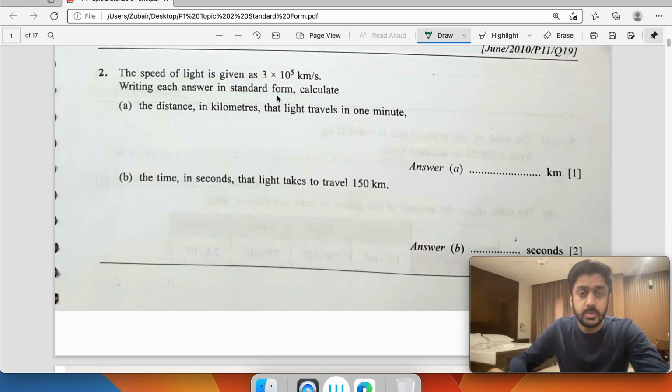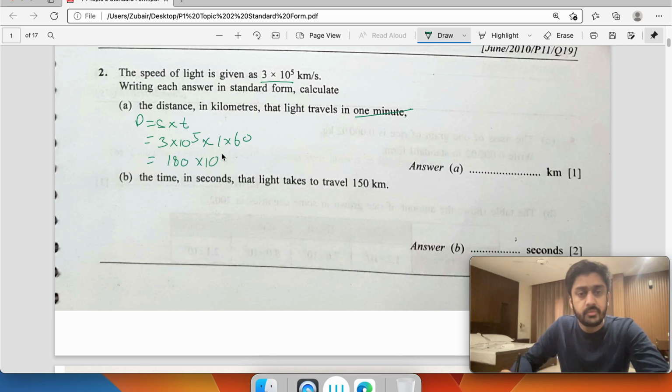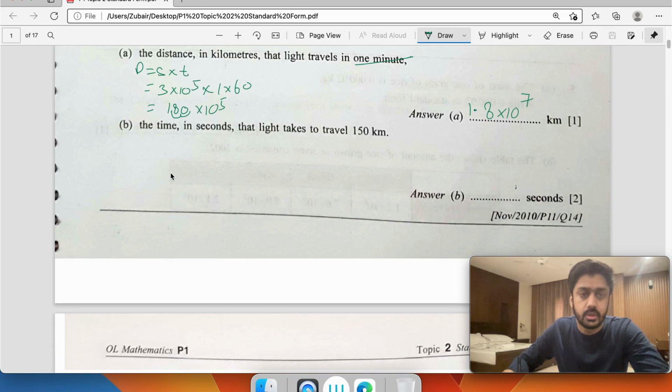Question number 2. The speed of light is given as 3 times 10 raised to power 5 kilometers per second. Write each answer in standard form. Calculate the distance in kilometers that light travels in 1 minute. So distance is equal to speed times time. Speed is 3 times 10 raised to power 5 kilometers per second, so time must be in seconds. 1 times 60. 6 3 times is 18 times 10 raised to power 5, and we need to convert it into standard form. So 1.8 times 10 raised to power 7. When you reduce the zeros from here, increase on the other side.